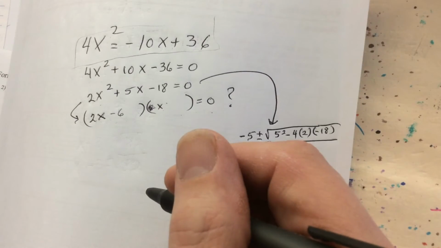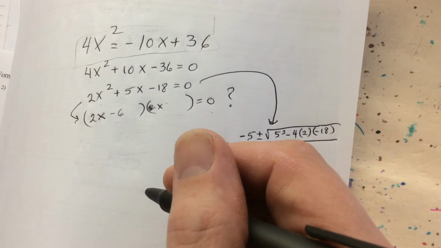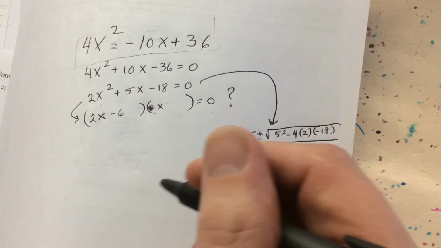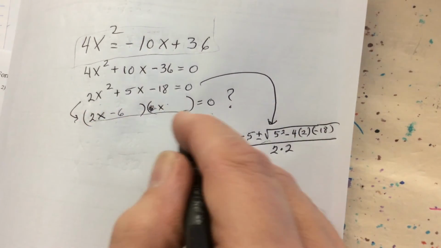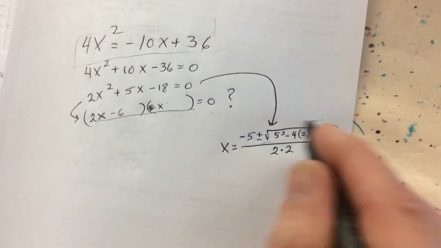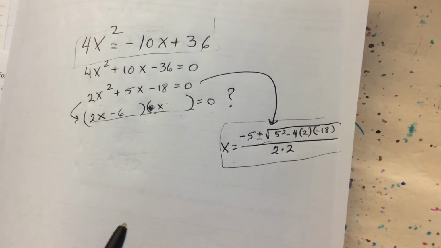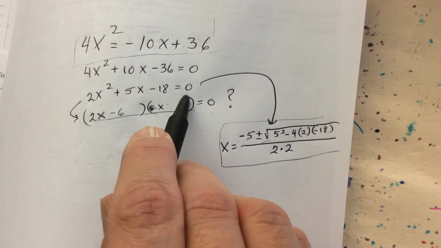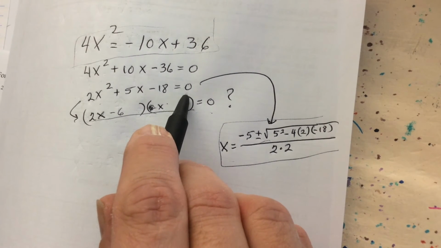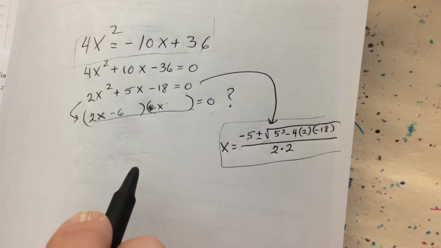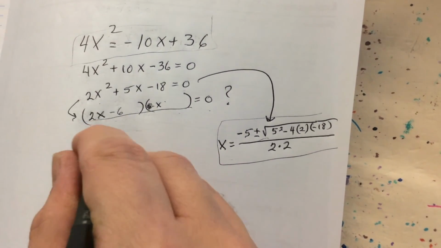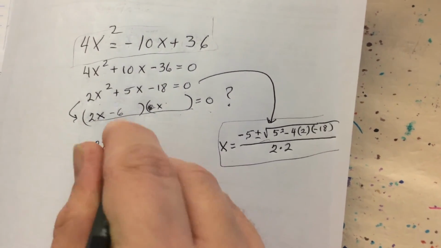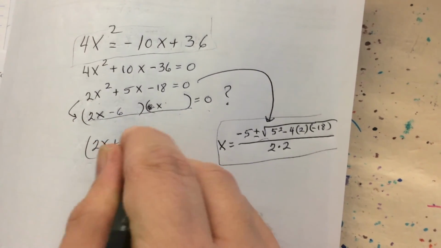I could make a table of values here. I could find something that would multiply to equal the product. If you can't find anything, then this is a good way to go. Did anybody find something here? Okay, yeah. I got 2x plus 9 times x minus 2. Oh, yep.